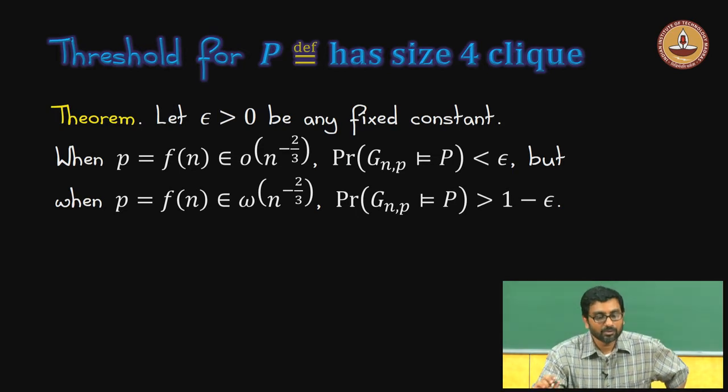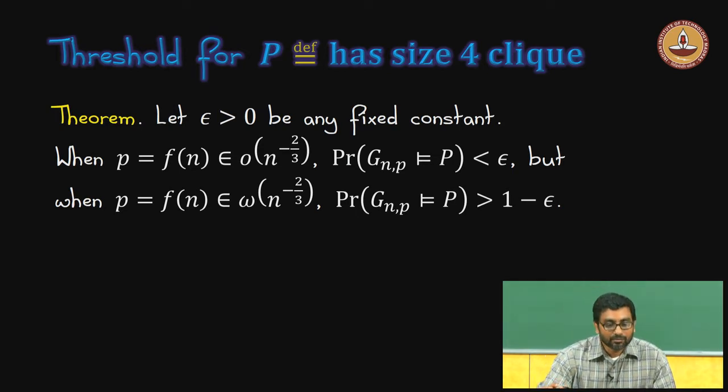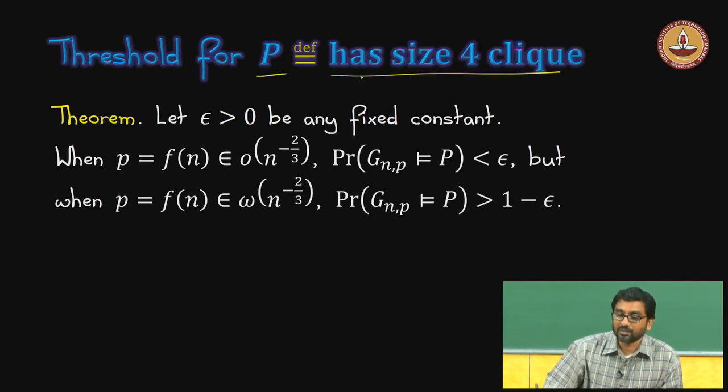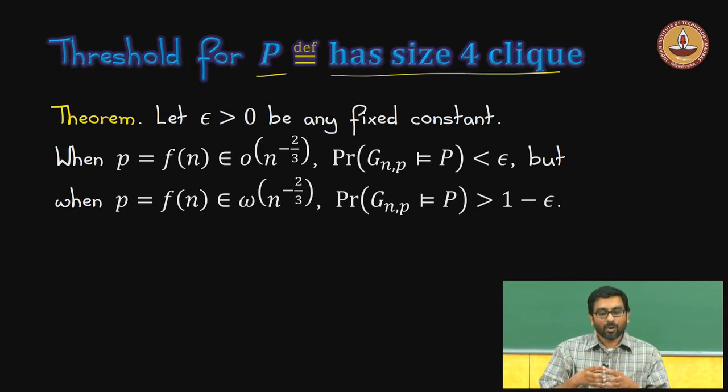Today we are going to study one such phase transition. We are going to look at the phase transition for the property P that says the graph has a clique of size 4. In other words, when your probabilities are very, very small and you create this graph on n vertices, you do not see cliques of size 4. You may see cliques of smaller size, but it is very difficult to see cliques of size 4. But when you increase p beyond the threshold, you suddenly start to see cliques of size 4.